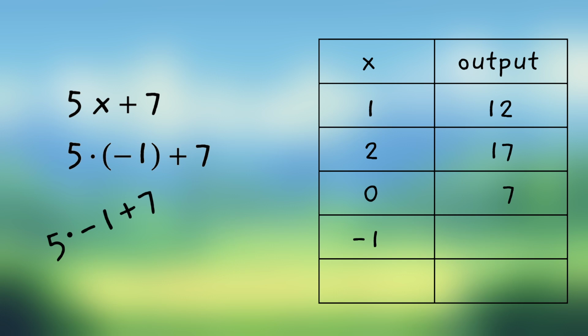So to avoid that, we're putting the -1 inside parentheses to let you know we're multiplying 5 with the number -1. Subtraction is not involved here. So 5 times -1 is -5 plus 7, which is equal to 2. So when we input -1, the output is 2.